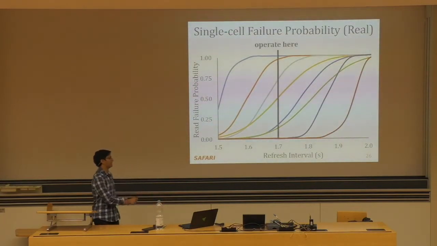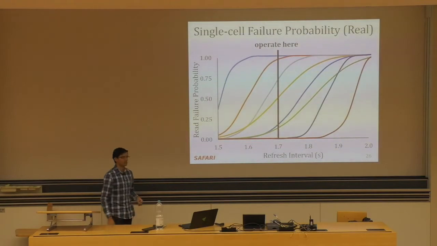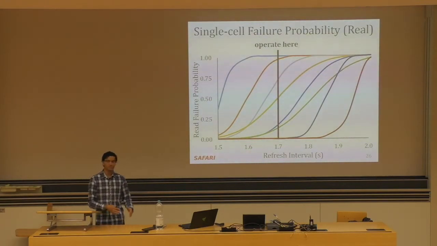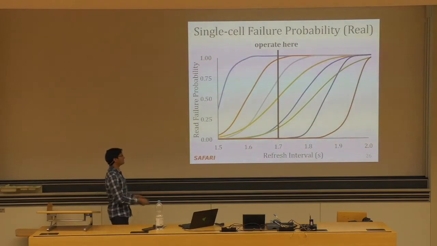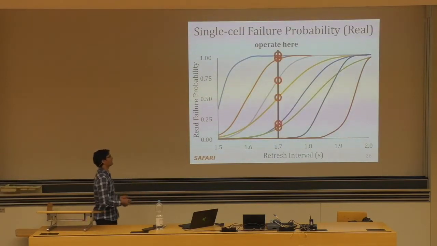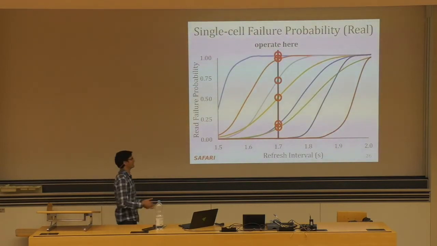So let's say we want to operate at a refresh interval of 1.7 seconds, which is considerably higher than the default of 64 milliseconds, and therefore it significantly reduces the amount of refreshing we need to do. And therefore it reduces the performance overhead of refresh significantly. So here we'll observe that there are many cells that happen to fail, right? And we actually have 6 cells that fail with a non-negligible probability of failure.